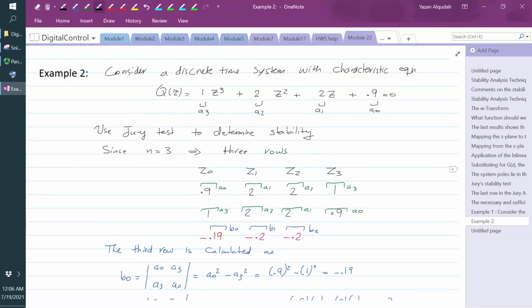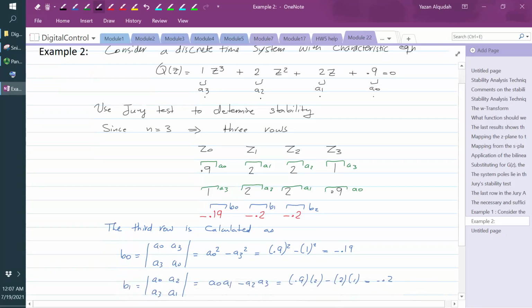So let's say that we have a discrete time system that has a characteristic equation Q of z, 1z cubed plus 2z squared plus 2z plus 0.9. This is A3, A2, A1, A0. Using Jury test or Jury table, since n is equal to 3, we're going to have 3 rows.